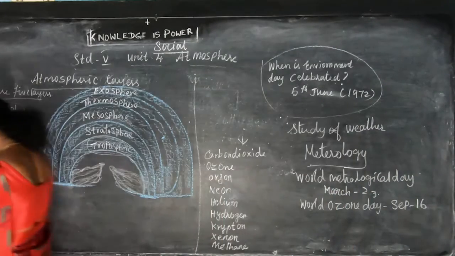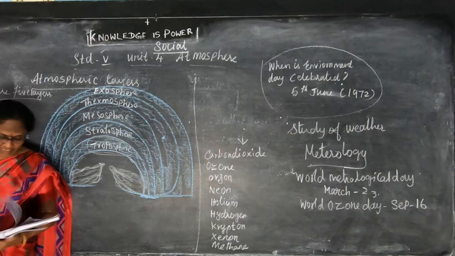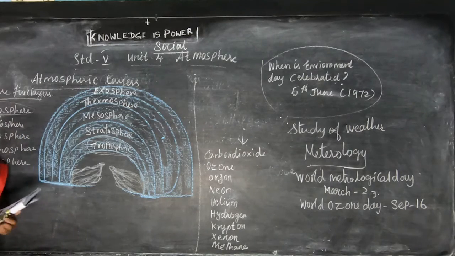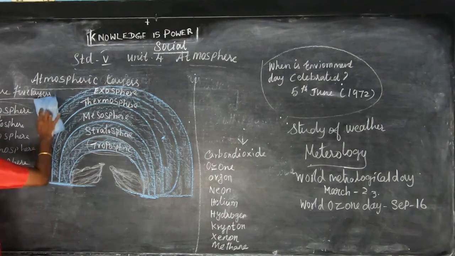Okay. So Fahrenheit, Celsius and Kelvin are the units used to measure the temperature. So to measure the temperature, we have to use Fahrenheit, Celsius and Kelvin.